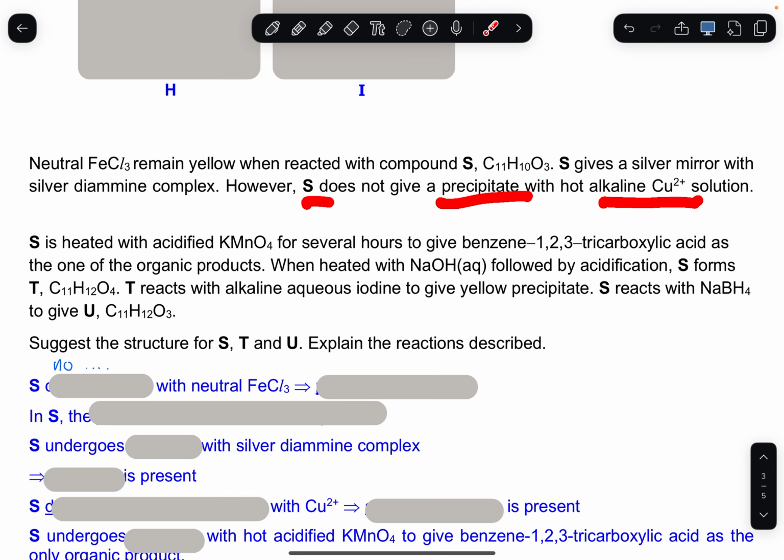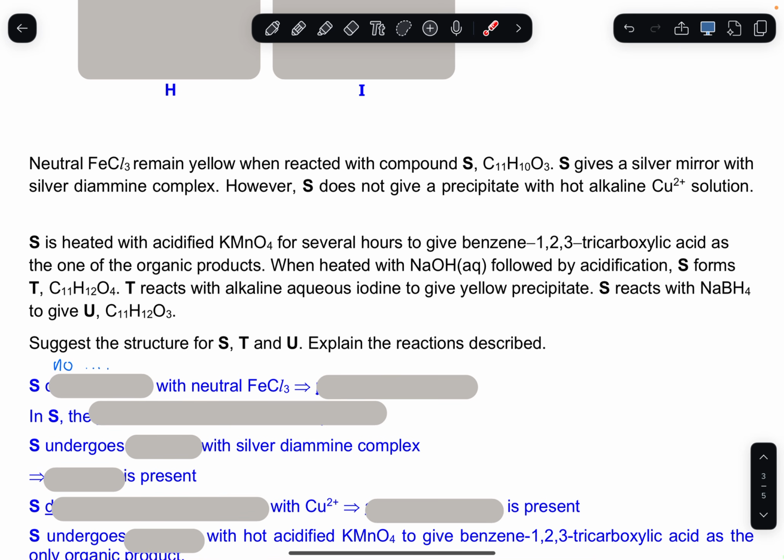Lastly, alkaline aqueous iodine to give yellow precipitate. So you must have that CH3 group, right? Okay. So here you hydrolyze. You have oxygen. There's no nitrogen. So likely the thing that you're trying to hydrolyze is an ester. And after you hydrolyze the ester, the alcohol group is the only one that can give you your aqueous iodine test. So make sure that when you draw your ester, the alcohol side here, this carbon, remember to give it a CH3, so that it can then undergo this triiodomethane reaction.